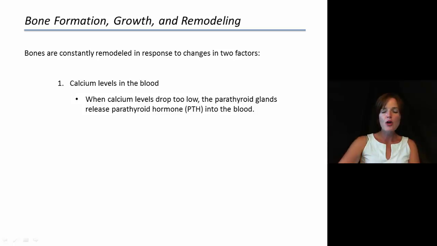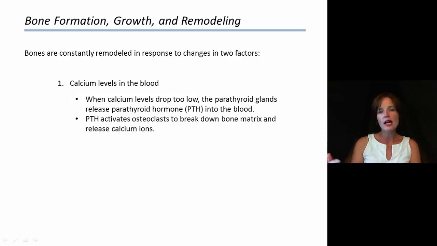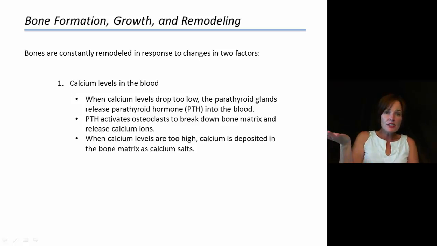levels are low. When that happens, that will activate osteocytes, so bone-forming cells, to break down the bone matrix, and then they're also going to be releasing calcium ions themselves. And as they release the calcium ions, they are increasing the calcium levels back up. When the levels get back up, so when the levels are seen to be high, then calcium is going to be deposited in the bone matrix as calcium salts. So that's the effect of the calcium levels.